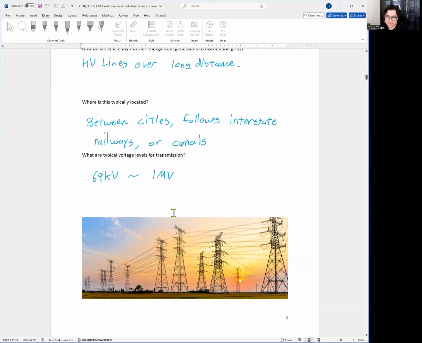Okay. I'm going to guess just looking at these are probably 115 kV or 230 kV lines. They're not 69, that's for sure. They're too high. They're too big for that. Most likely 230 kV be my guess.